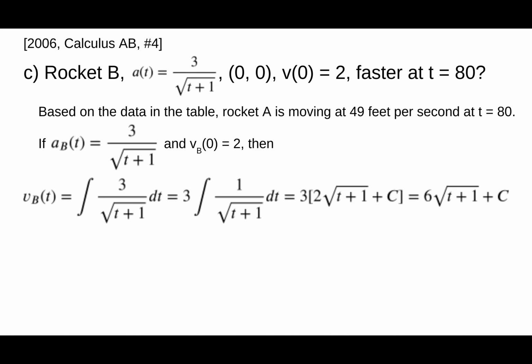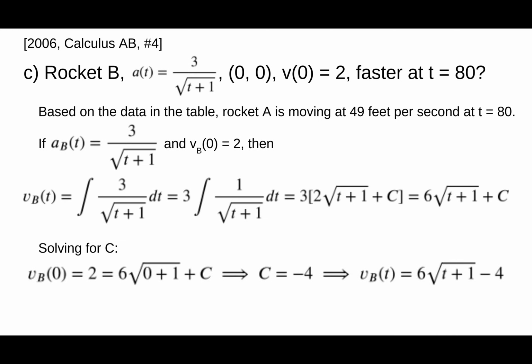We do need to take into account the initial condition, since at t equals 0, we know this is supposed to equal 2. v b of 0 equals 2, which is 6 times the square root of 0 plus 1 plus c. And we get c equals -4, so our velocity function for rocket B would be 6 times the square root of t plus 1 minus 4.